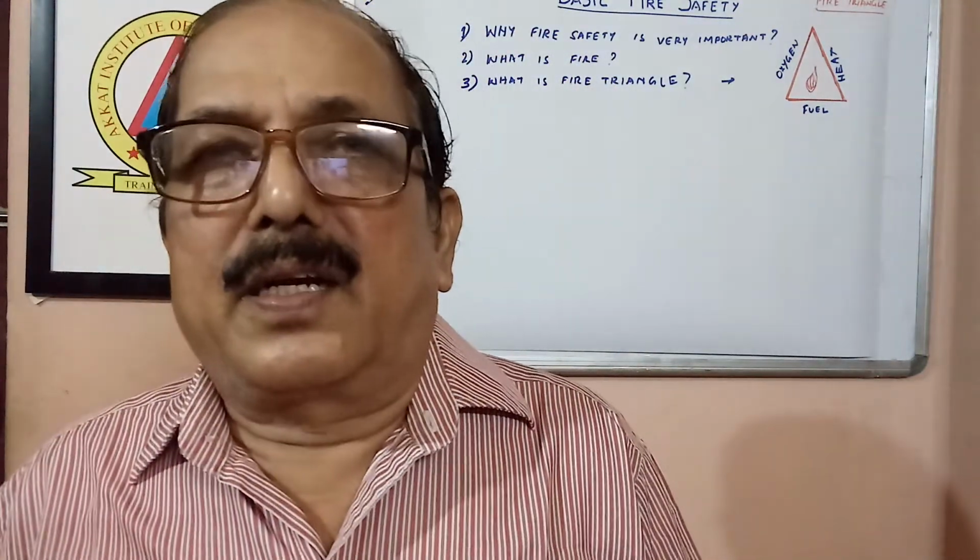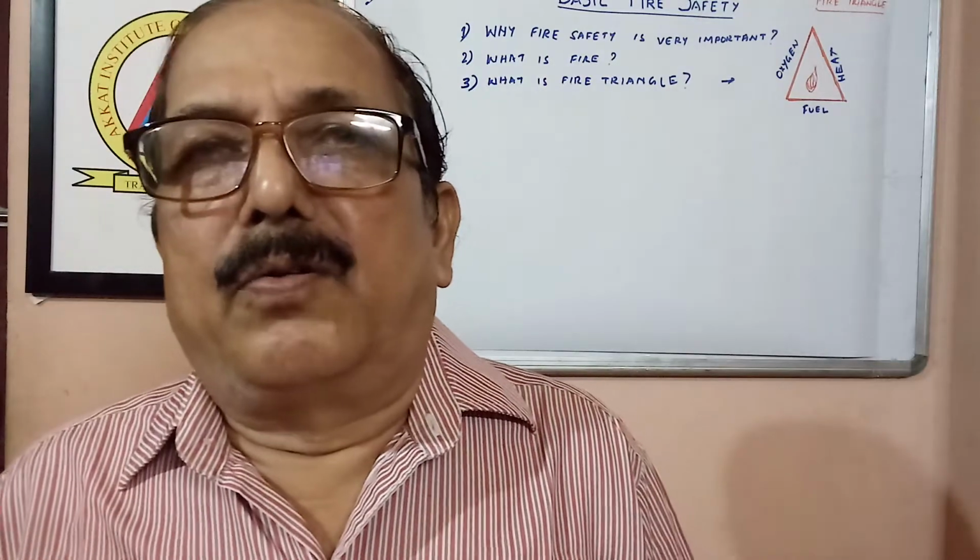Okay, now what we have learned today: fire is represented in the form of a triangle. One side oxygen, one side heat, and another is fuel. All the three elements we have taken and explained in detail: where the oxygen is available, how heat is generated, and what the fuels are. These are the things we have explained today. In the next class, we will be talking about other subjects in continuation of this one.